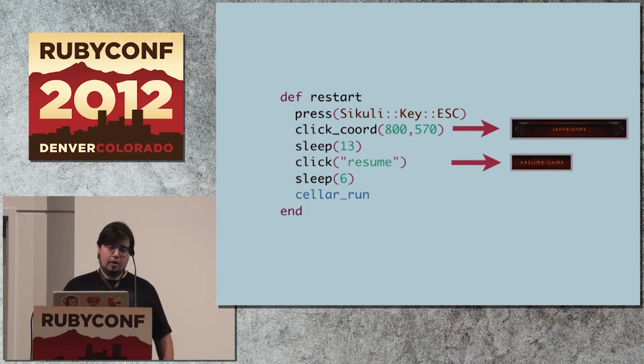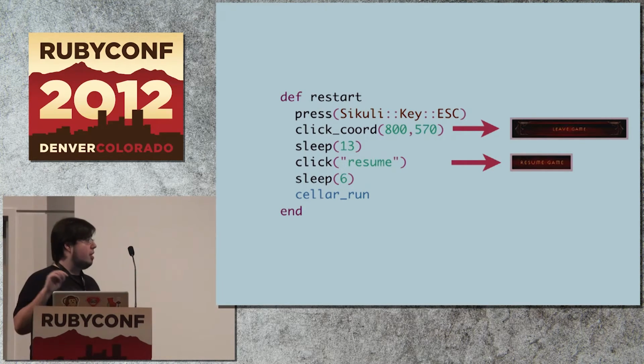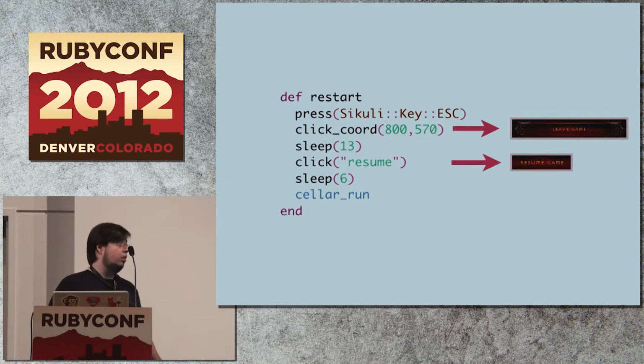Let's see. We can press the Escape key, click on a coordinate just to make it different. Otherwise, you can just cut this image like I did here and click on it. Wait for 30 seconds, a bit more than 10, because your computer may have some latency. Click on resume, wait a bit. This other value that you need to wait is based on the computer configuration. And we can invoke the cellar run again.